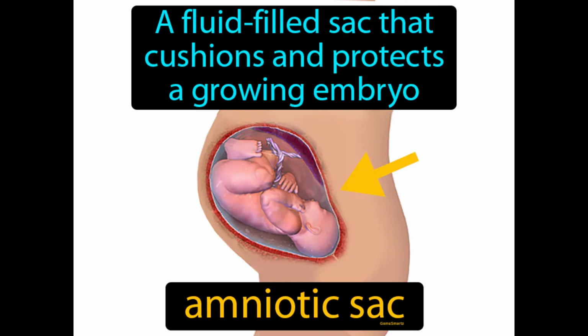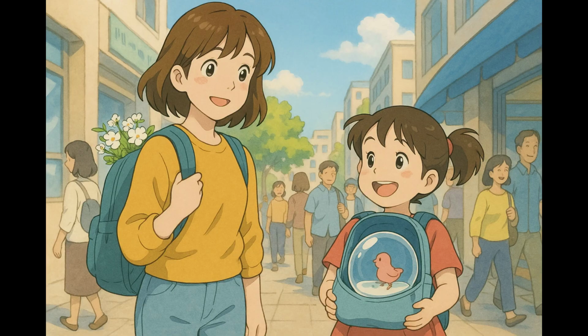A fluid-filled sac that cushions and protects a growing embryo. Amniotic sac. The amniotic sac is like a water balloon that surrounds and protects a baby inside the womb. Imagine carrying a delicate glass ornament in a backpack as you walk through a crowded street.